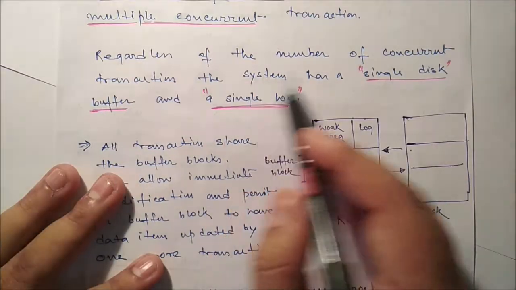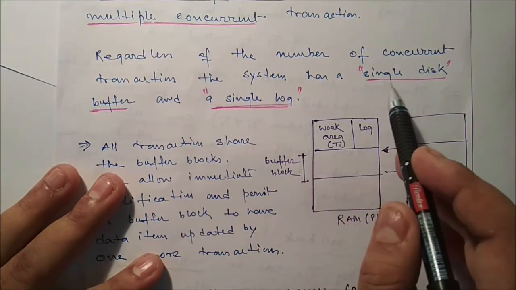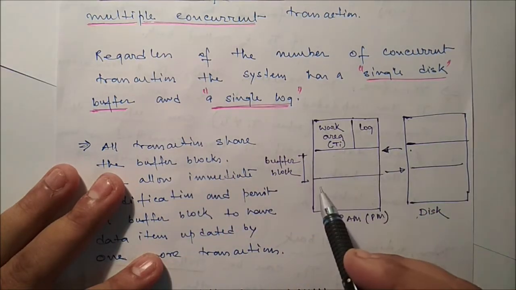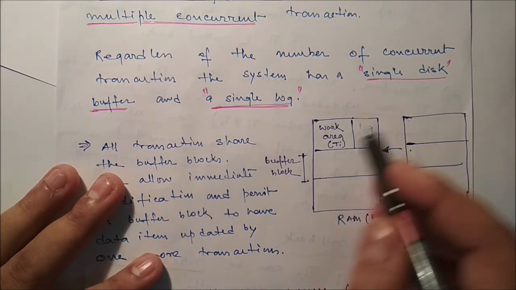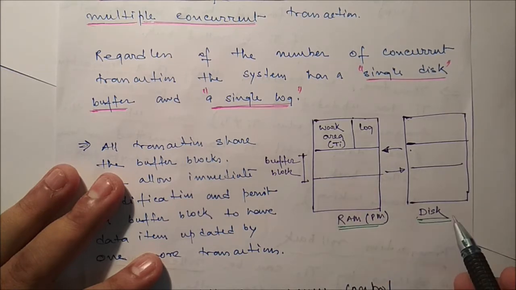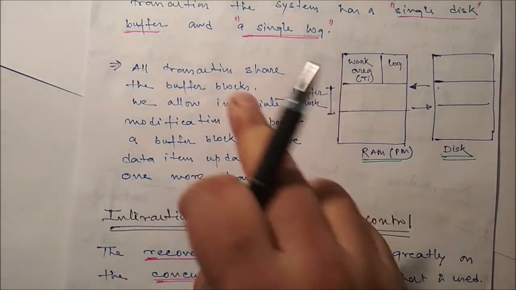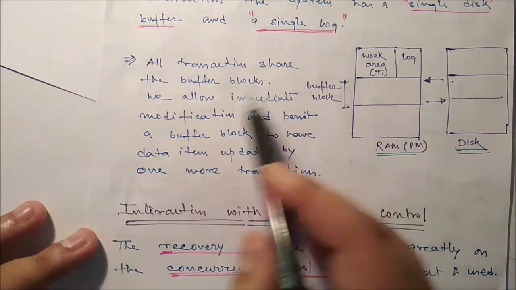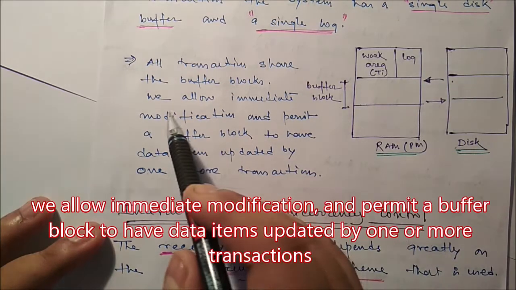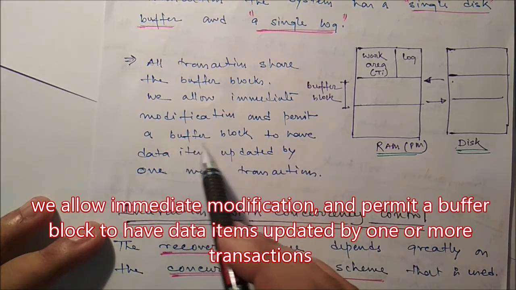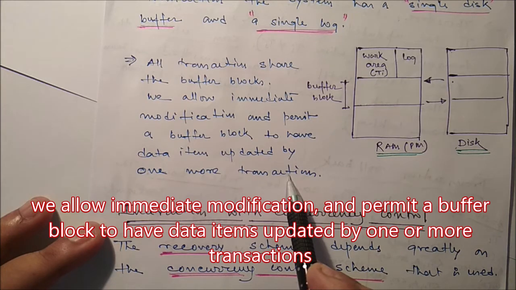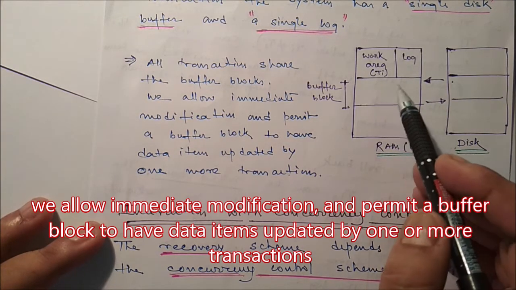Regardless of the number of concurrent transactions, the system has a single disk buffer and a single log. So there is one buffer block and one log buffer. This is our memory organization: this is our RAM, and this is our disk, the hard disk. All transactions share the same buffer blocks. We allow immediate modification and permit a buffer block to have data items updated by one or more transactions.